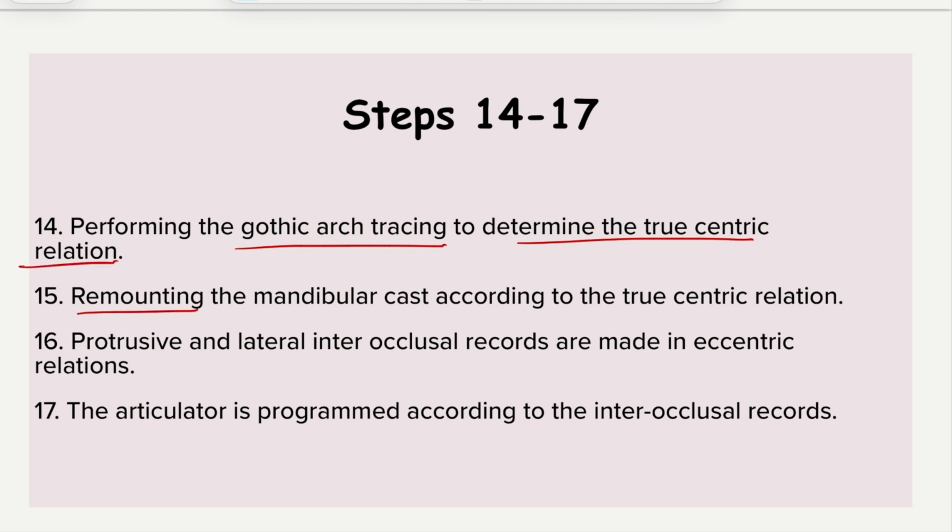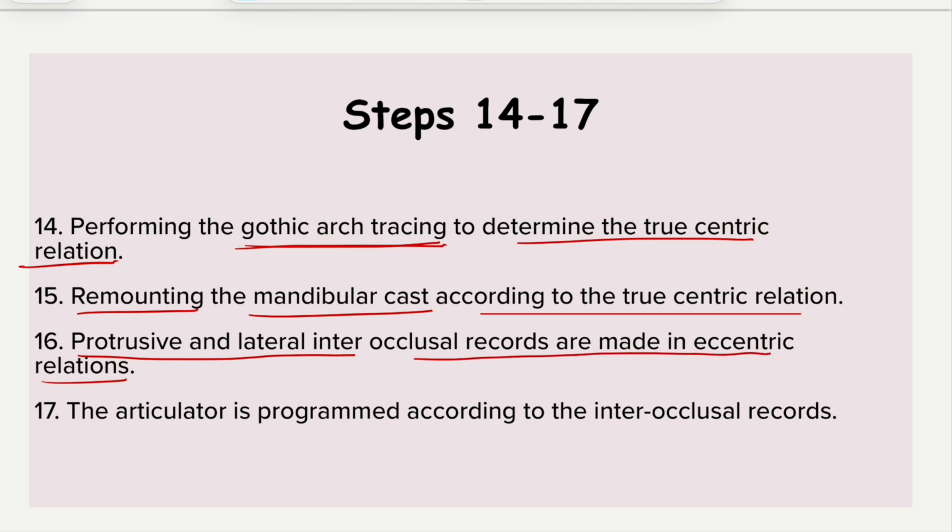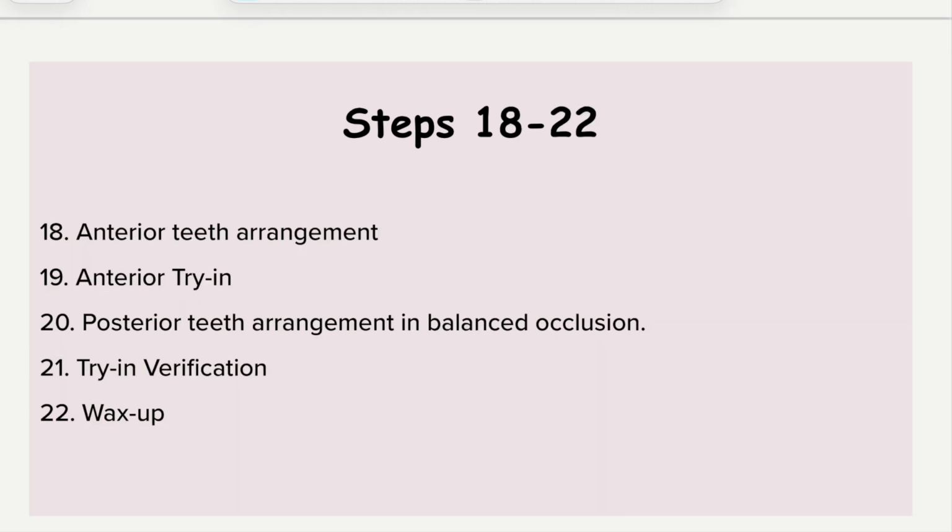Then we will remount the mandibular cast according to the true centric relation. So now we will remount the cast according to the Gothic arch tracing that we did. Okay. Then protrusive and lateral interocclusal records are made in eccentric relations, and the articulator is programmed according to the interocclusal records. Then we will do the anterior teeth arrangement. So the teeth are arranged and evaluated intraorally to verify aesthetics, speech, occlusion and patient acceptance.